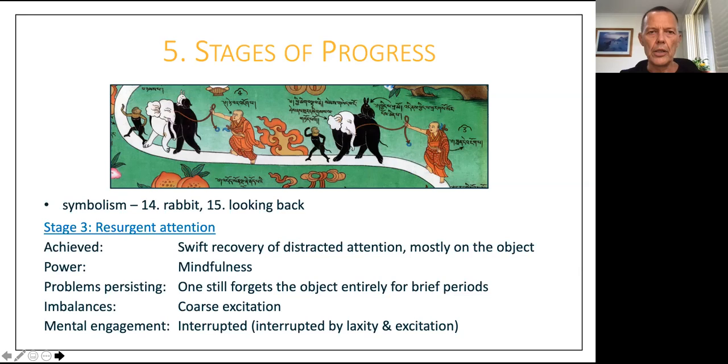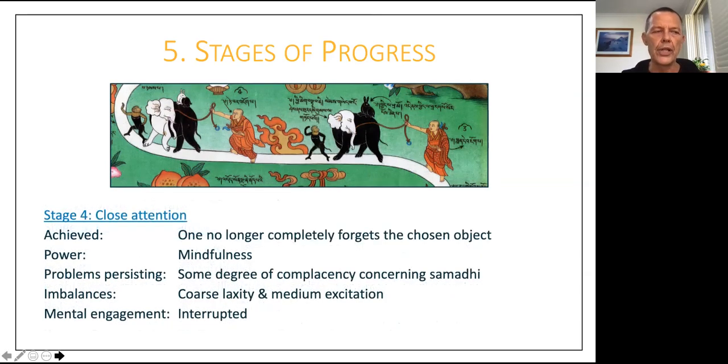Stage 4, now mindfulness is getting very good. So let's have a look at stage 4, called close attention. In close attention, now we can hold the object the entire session without ever completely losing it. So that's what we achieve now. And we achieve that through, again, the power of mindfulness getting better and better.